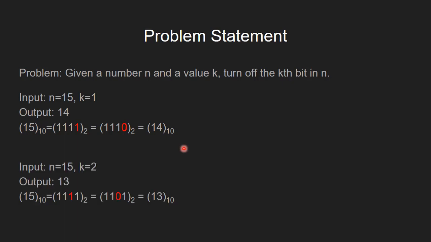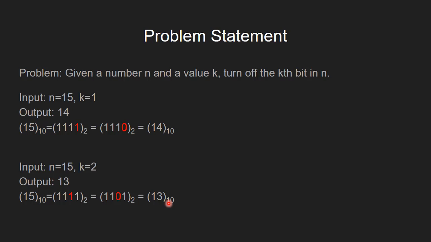Let's see another example. Here, input n is equal to 15 and k is equal to 2, so the output is 13. We have to turn off the highlighted bit which is at position k equal to 2. Once we do it, the number becomes 13 and hence the output is 13.